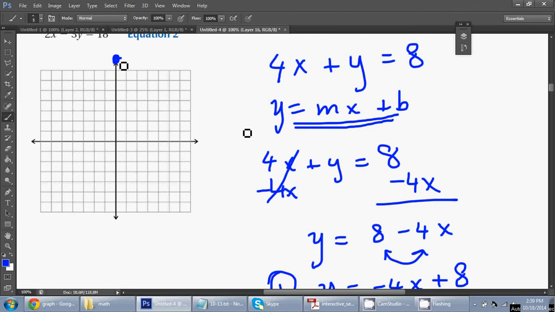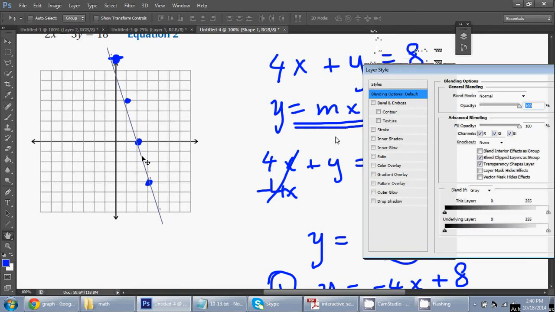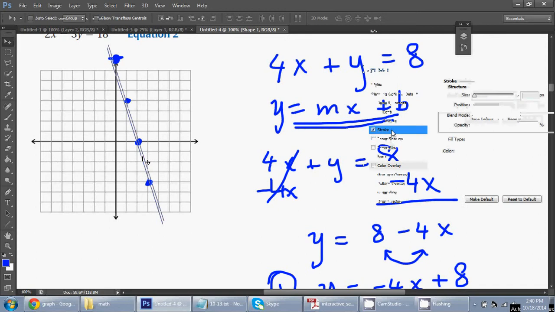And then we know m is negative 4, so I'm going to go down 4, 1, 2, 3, 4, and then over 1. And I'll do that again, down 4, over 1. And then you can kind of see that there's a line forming. Then I'm just going to connect the dots. And that's it, that's the first line. It's the first line right here. We'll make it a little darker so that it's easier to see.